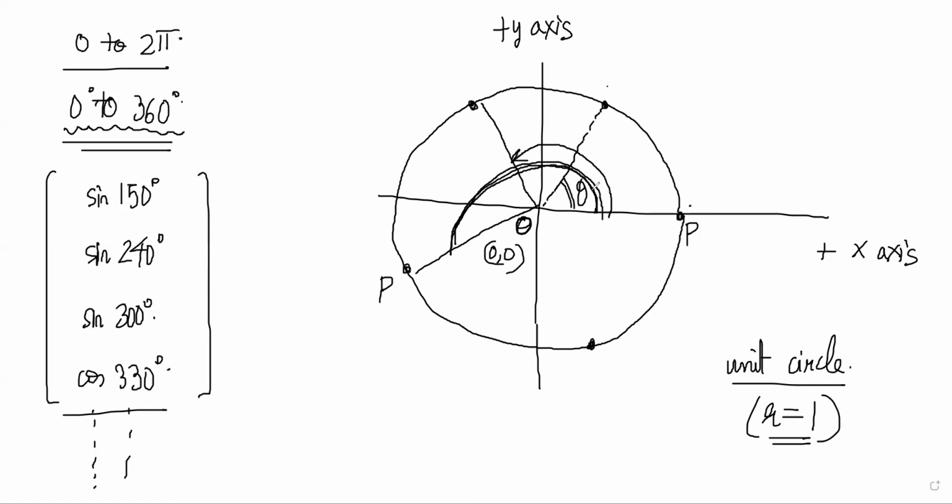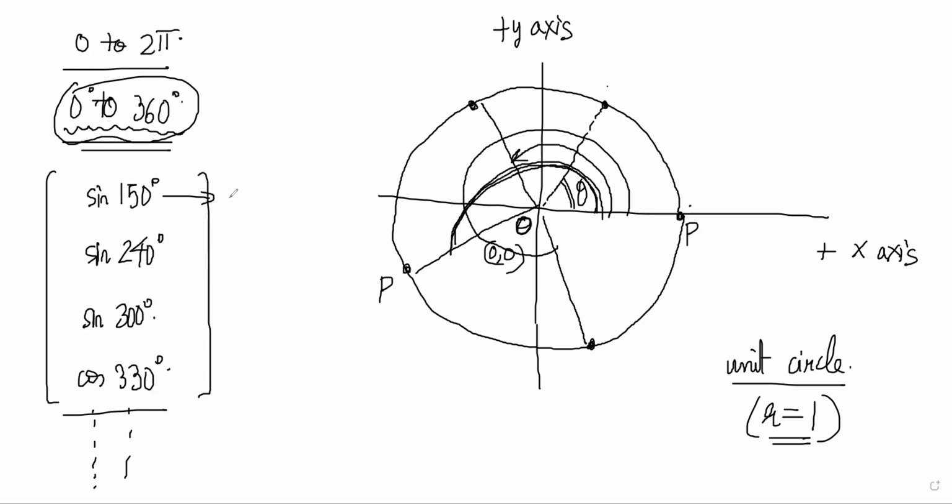If the point P comes here, the angle is bigger than 270 degrees, right? So the angle can be anything from 0 to 360 degrees, right? And that is how we think of the angles in trigonometry. And you can also express all of these angles in terms of pi.